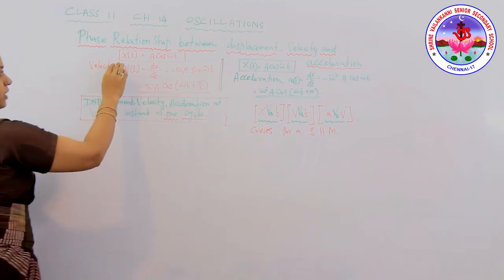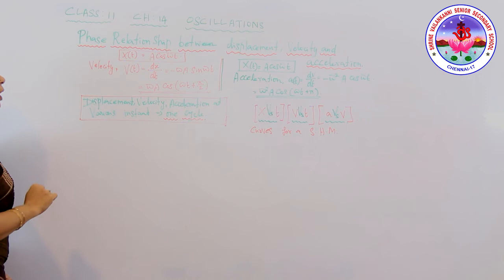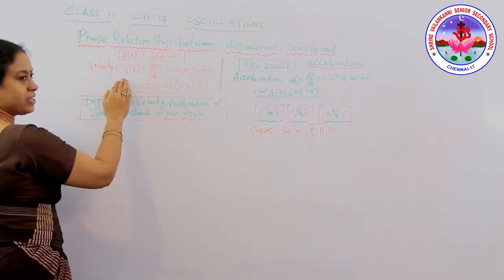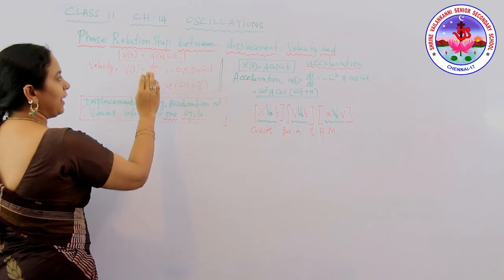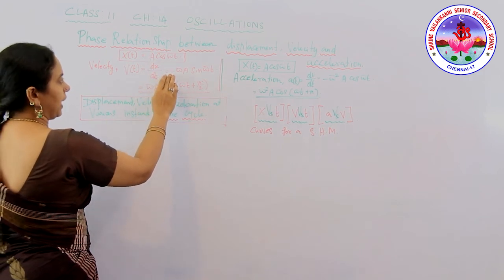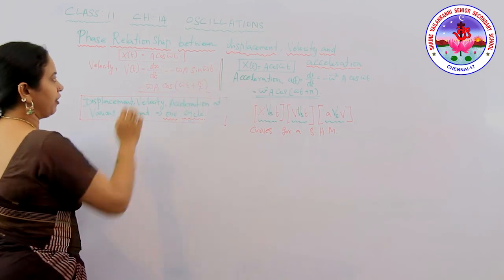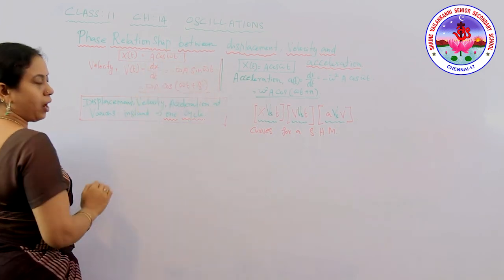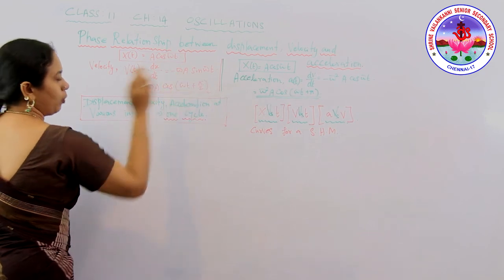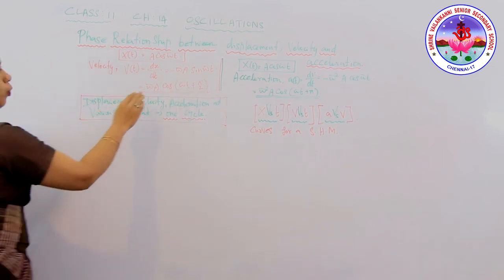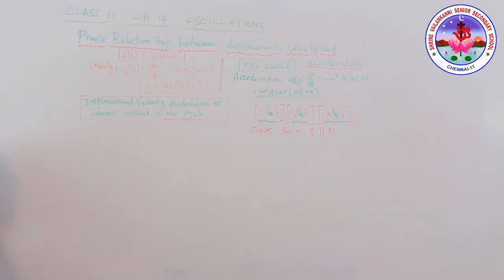As we know, x of t, the displacement, is equal to a cos omega t. Now for the velocity, v of t is equal to d by dt of x. So d by dt of x is equal to minus omega a sin omega t, by differentiating a cos omega t. Now minus omega a sin omega t is equal to omega a cos omega t plus pi by 2.